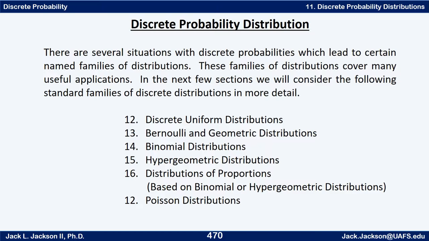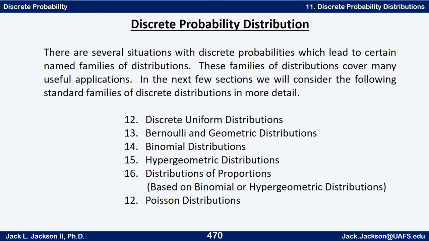Section 12 will be discrete uniform distributions. Section 13 will talk about Bernoulli and geometric distributions. In section 14, we'll get to the very important binomial distributions. And 15, hypergeometric distributions. Probably the most important part about discrete distributions is distributions of proportions, and those are based on either binomial or hypergeometric distributions.